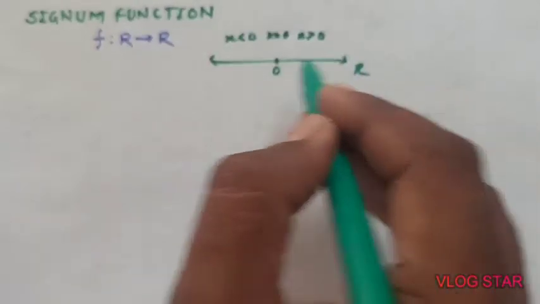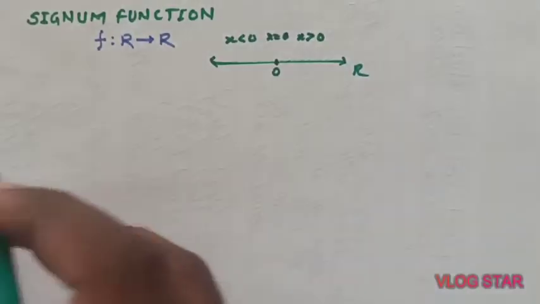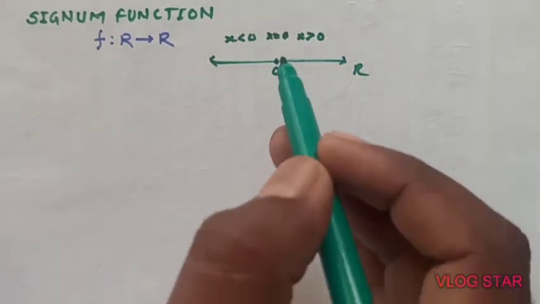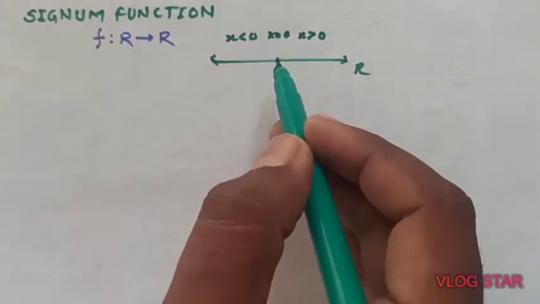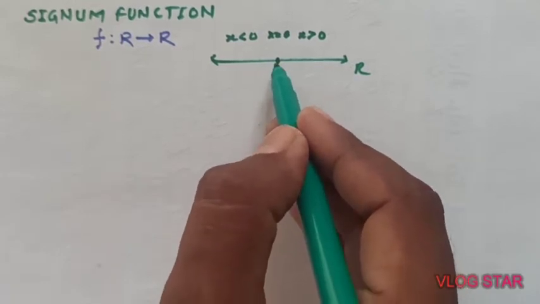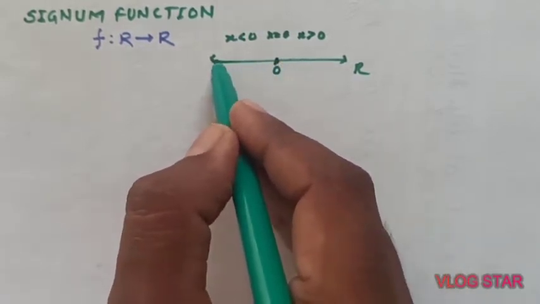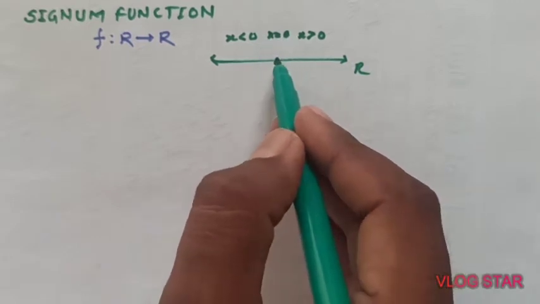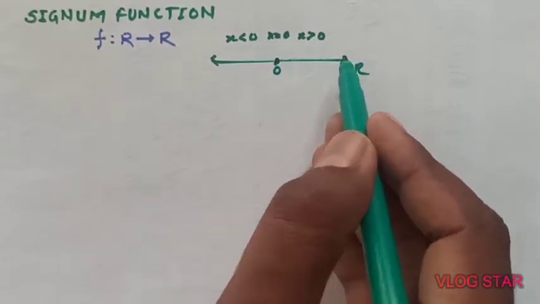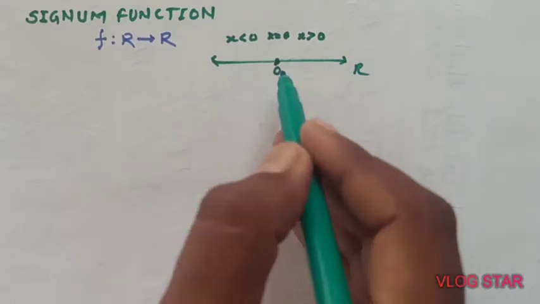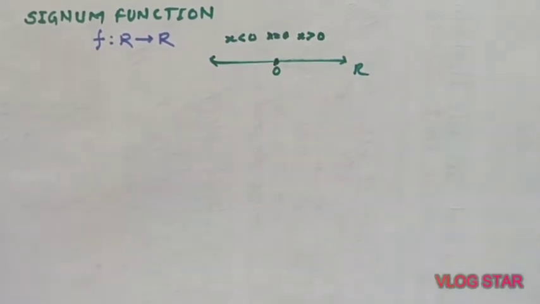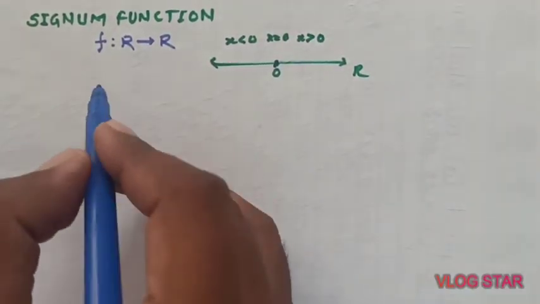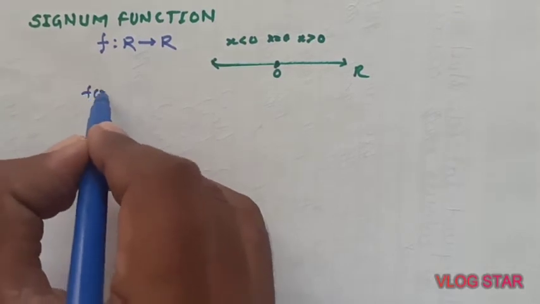So like this, I can divide the entire domain R. R is the real numbers, the entire R is the domain of the function. But we have divided this domain into 3 parts. One is towards the left of 0, second is exactly 0, and third is towards the right of 0, meaning negative, 0 and positive. What happens if the domain is split into 3 parts? So your signum function is defined as f of x.